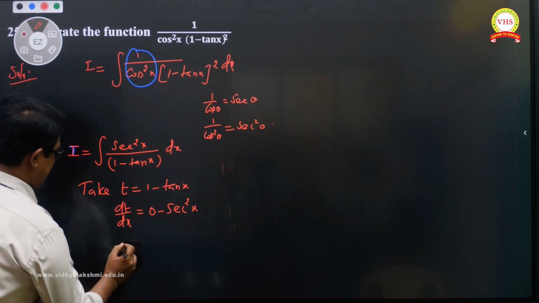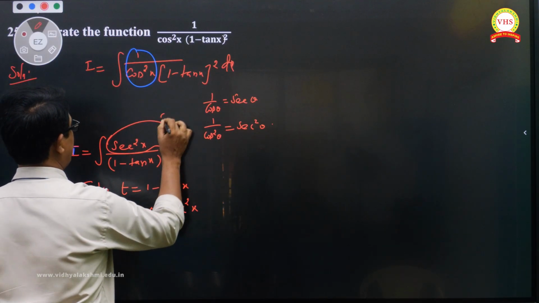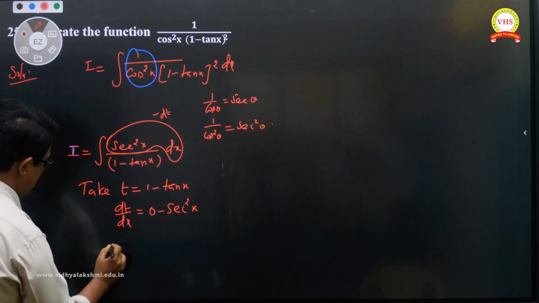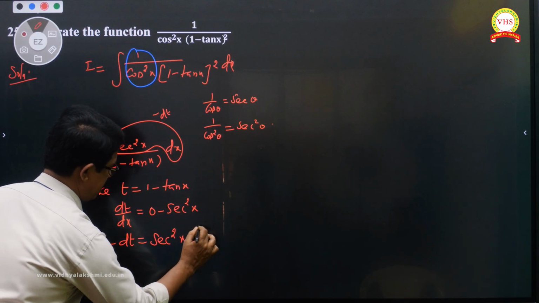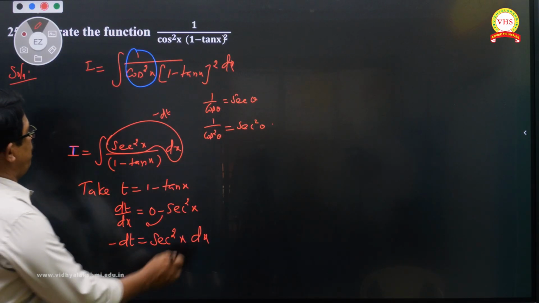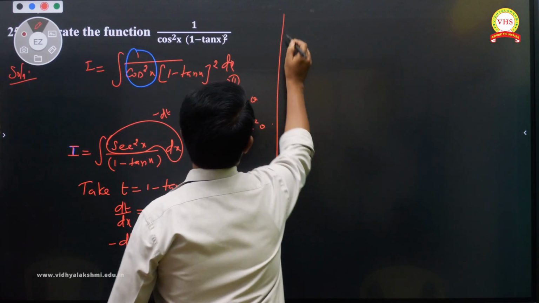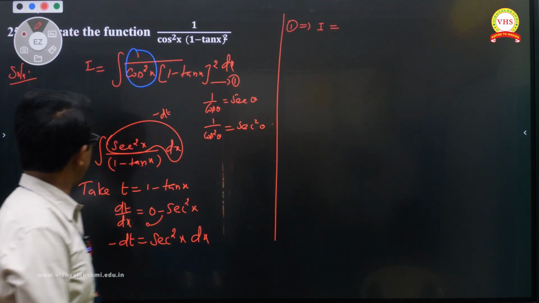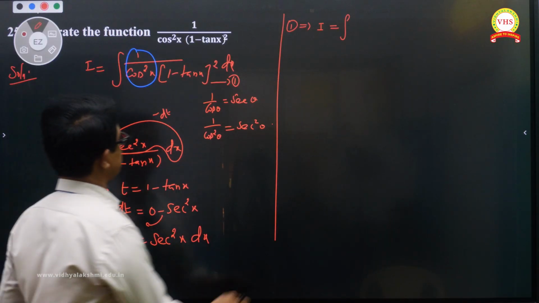Now we need only secant square in terms of dt. Before that we should take minus dt equal to secant square x into dx, because the minus should come to the left side. Are you okay? Now we are going to change the integration into terms of t. I equal to integral of secant square x dx.